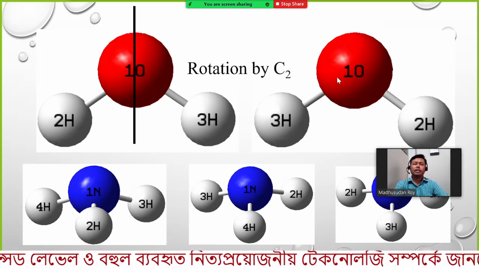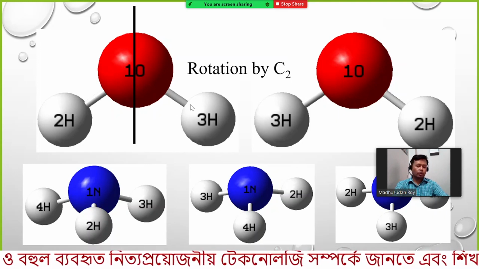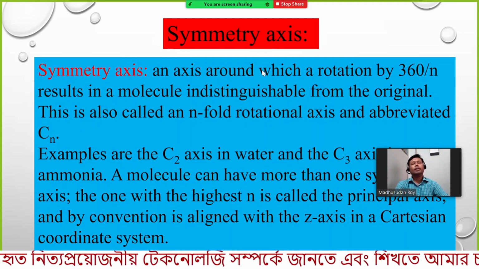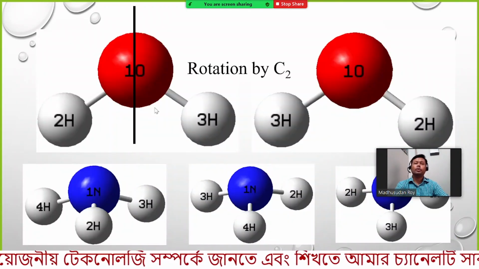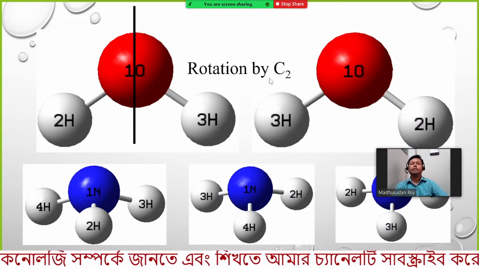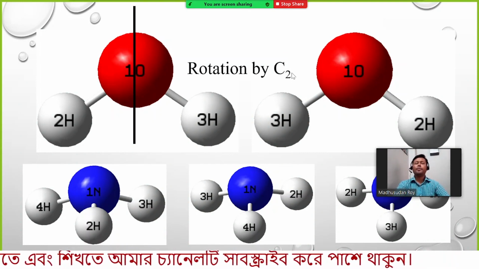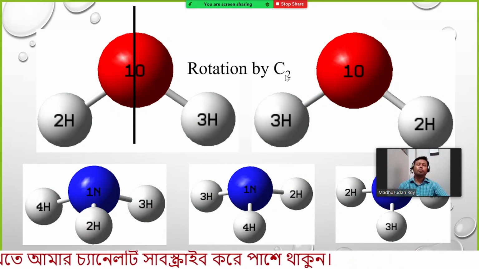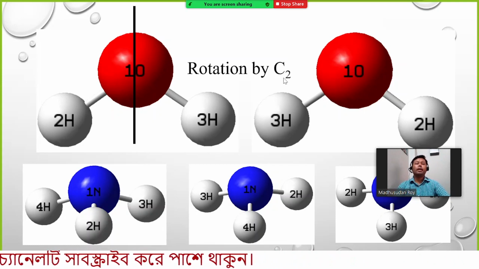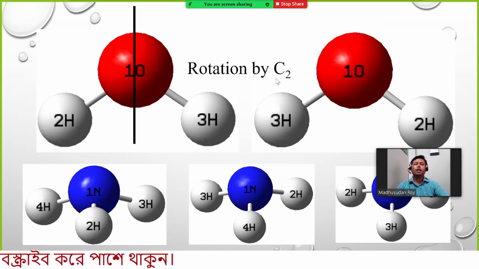So this type of rotation is what we consider a symmetry axis, and this is known as C2 symmetry. So what is C2 symmetry? If you rotate by 360 divided by n, or 360 divided by 2, and you get the molecule indistinguishable from the previous, in that case you will have the C2 symmetry.